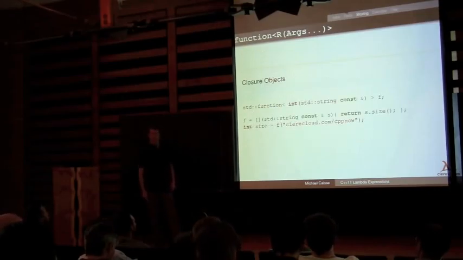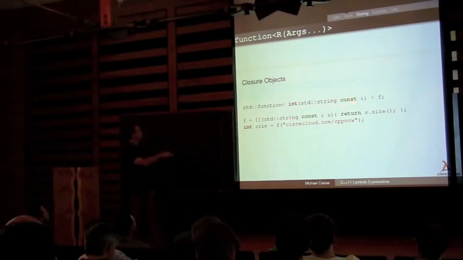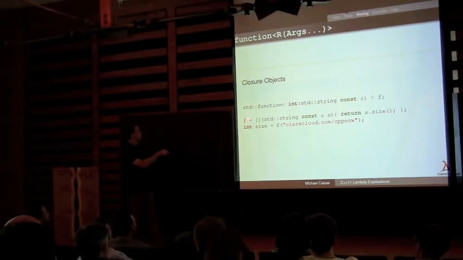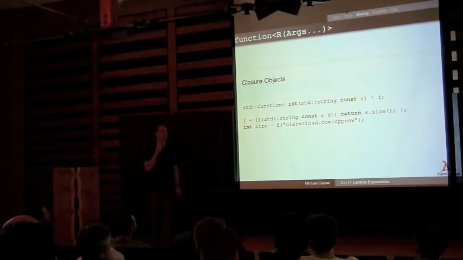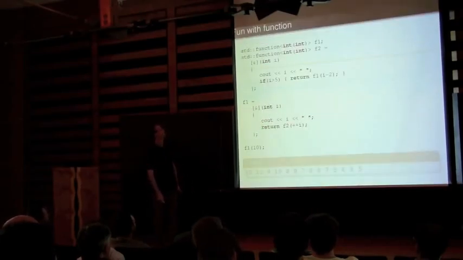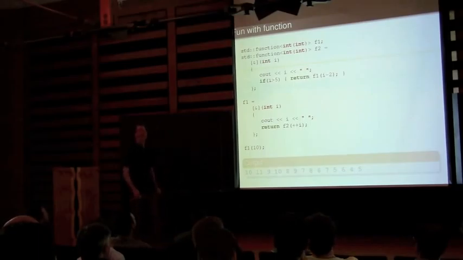And then, of course, we can do the same thing with closure objects. So this will evaluate then to the closure object. It will be assigned to f. And then I can make the call. We're all good with function? All right, let's have fun with function then.